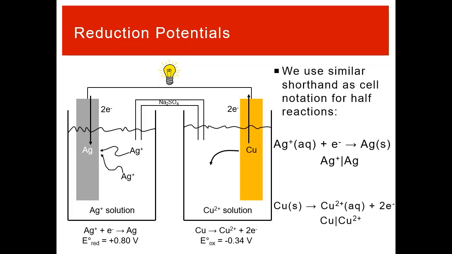So when we're talking about these half reactions, in this way, we can use a lot of shorthand. We use the vertical lines that we saw with cell notation, where we basically put reactant vertical line product. So this overall implies the half reaction, where copper becomes copper 2+.